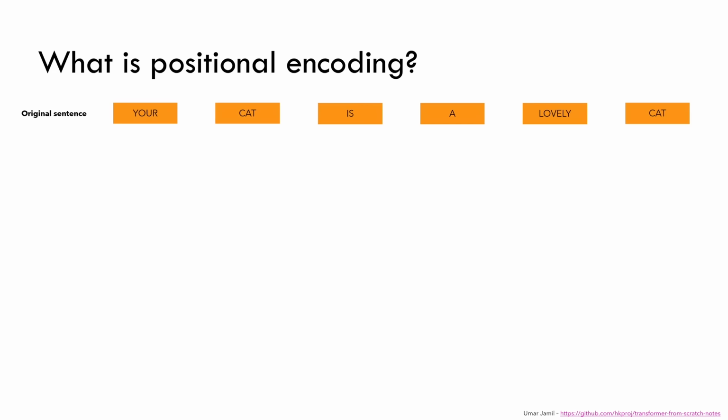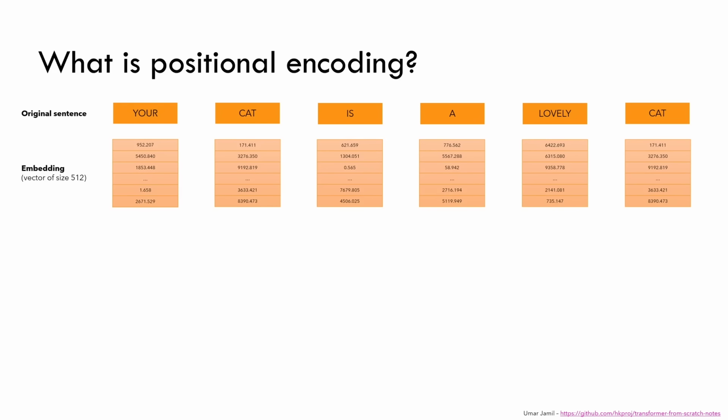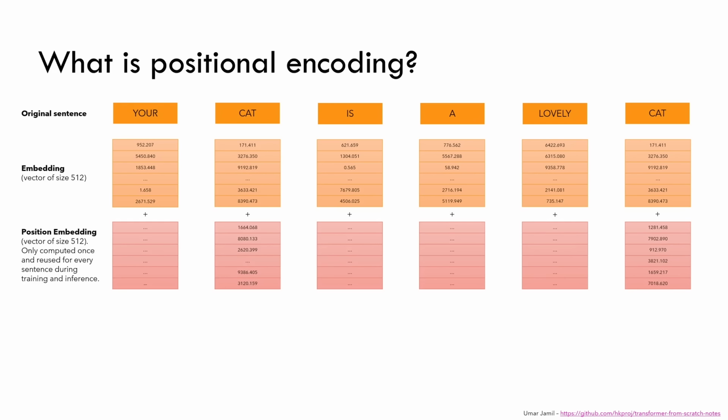Imagine we have our original sentence, "your cat is a lovely cat." What we do is we first convert it into embeddings using the previous layer, the input embeddings, and these are embeddings of size 512. Then we create some special vectors called the positional encoding vectors that we add to these embeddings. This vector we see here in red is a vector of size 512, which is not learned. It's computed once and not learned along with the training process. It's fixed. And this vector represents the position of the word inside of the sentence.